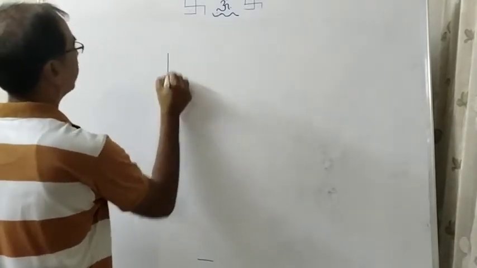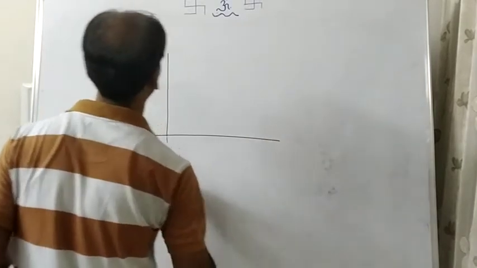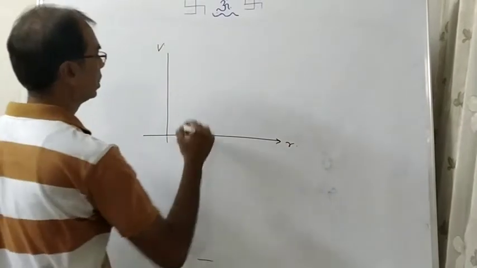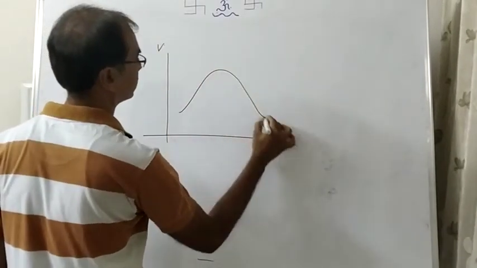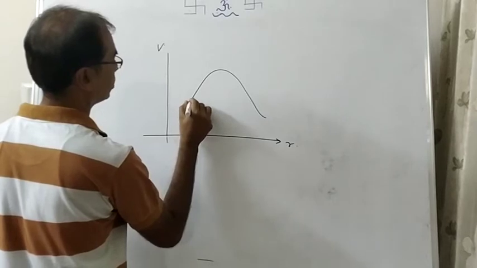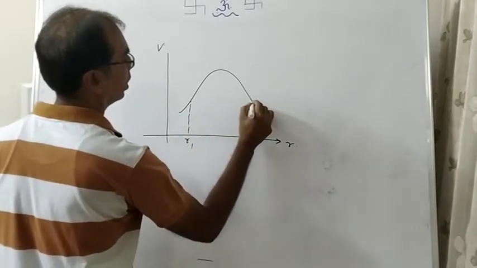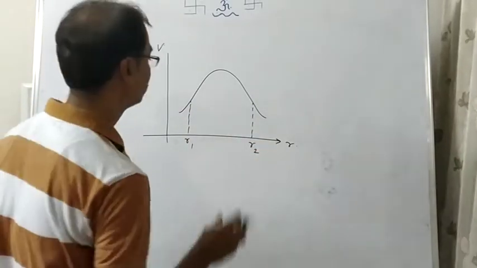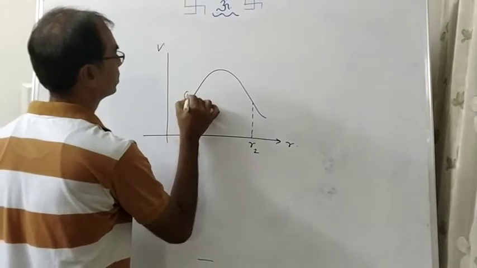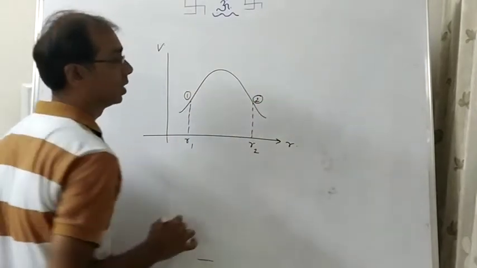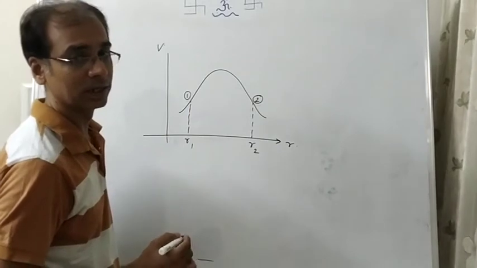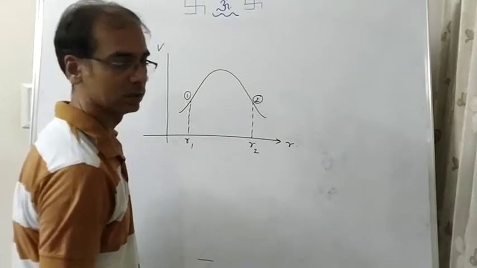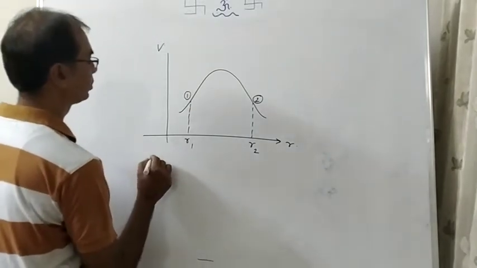See then, I'll make one question over here. Here is V and here is X or R, you can say. And the graph is like this. Let's say this is position R1 and here is position R2. My question is very simple. If we are talking about position 1 here and this is position 2, you have to tell me where electric field is acting in positive x-axis direction, and where electric field is acting in negative x-axis direction. That's point 1.